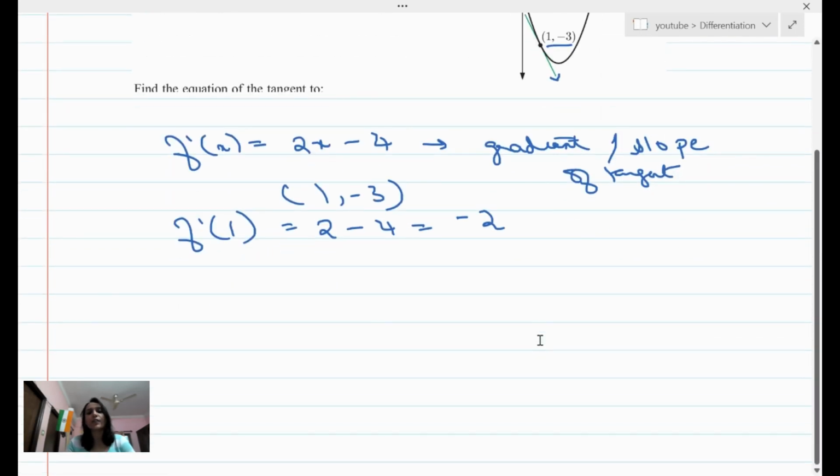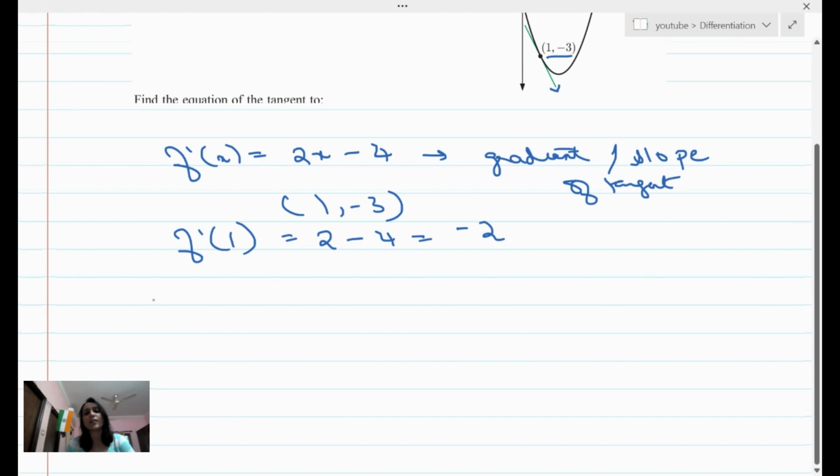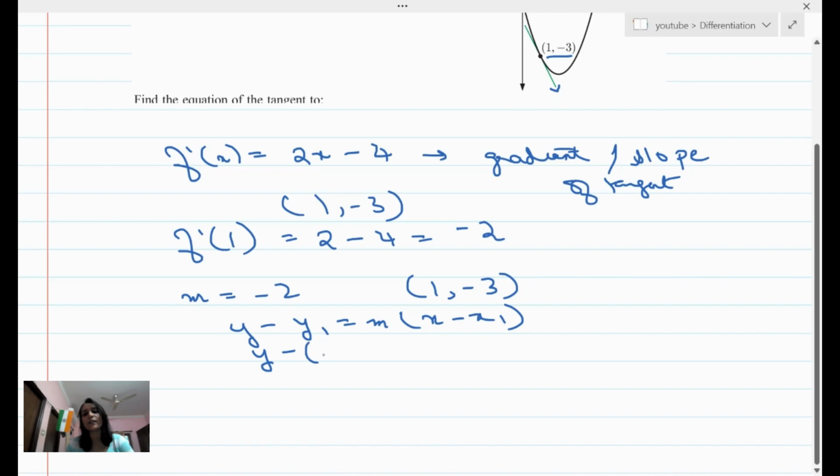Now that we know the slope of the function, we can use the point slope form, where m is minus 2 and the point given is 1 comma minus 3. So the equation of the tangent would be y minus y1 is equal to m into x minus x1. So this would be y minus of minus 3 is equal to m, which is negative 2, times x minus 1.